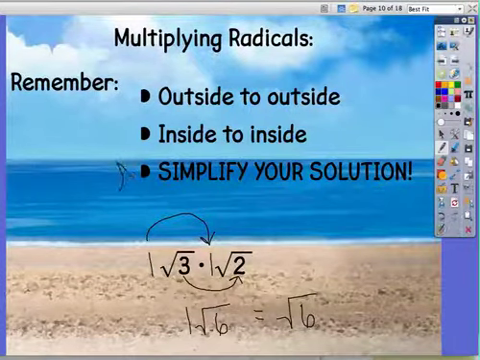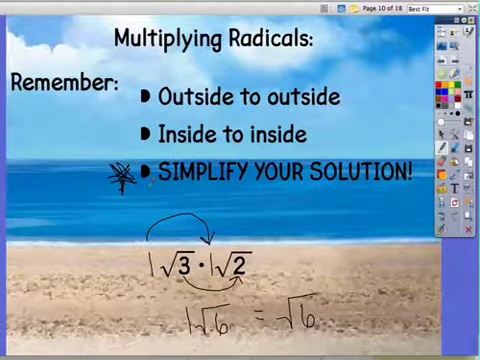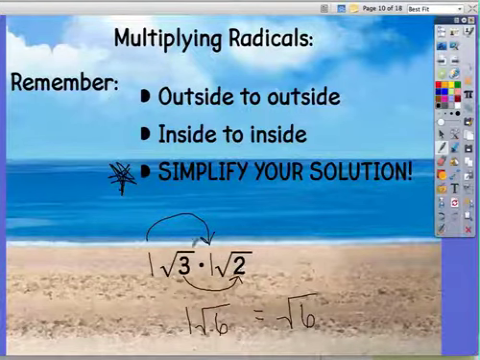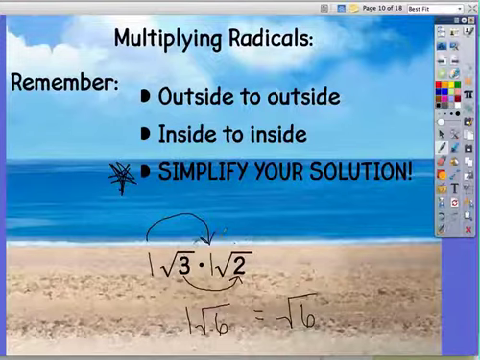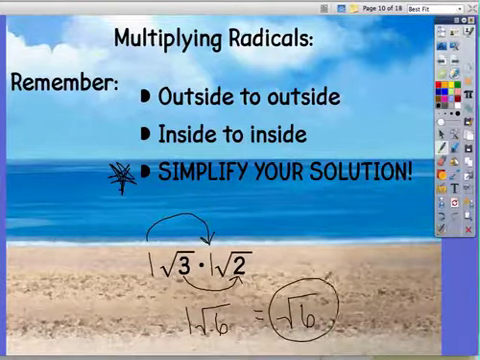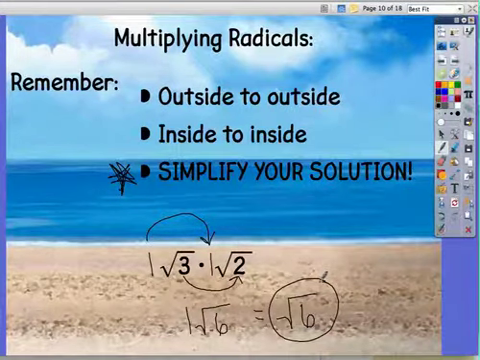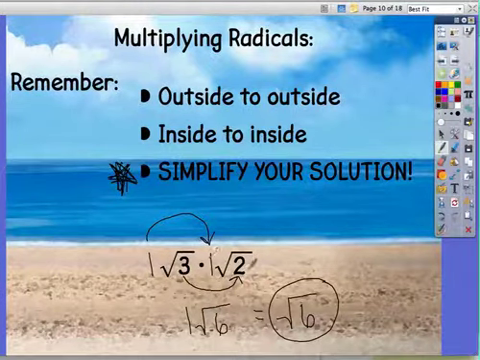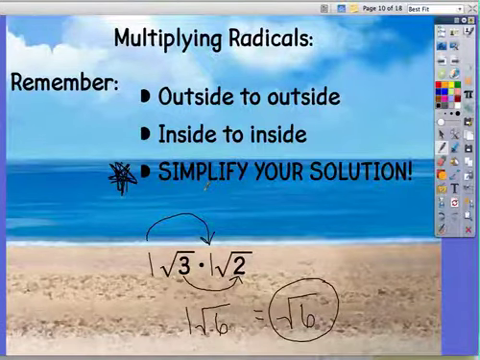Then I have to look and make sure you can't simplify what is underneath your radical. Here, 6 is a simplified radical because 3 and 2 have no common factors. So this one worked out nicely. I didn't have to simplify anything. But this is the part that will get you. You have to remember that once you multiply these radicals together, always look to see if you can simplify the radicand by taking out any like factors.